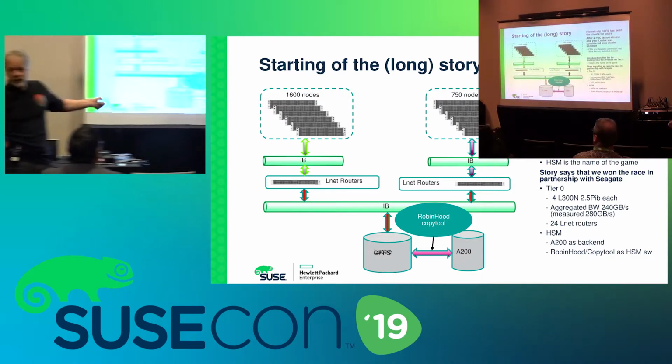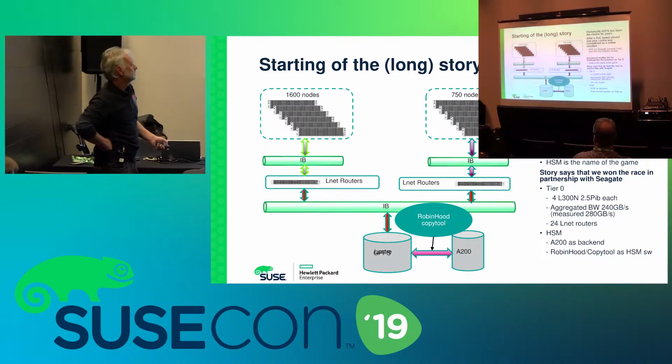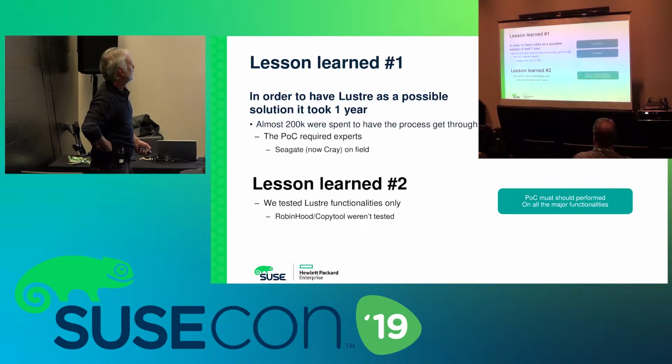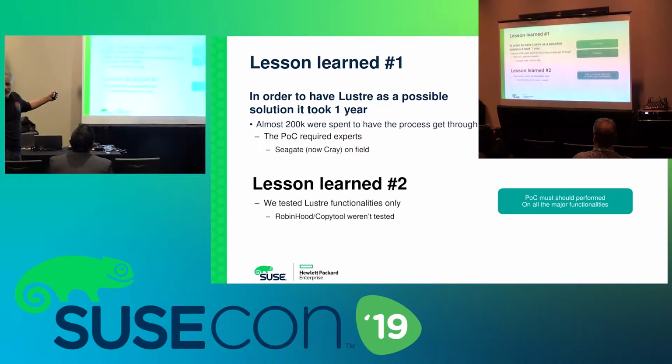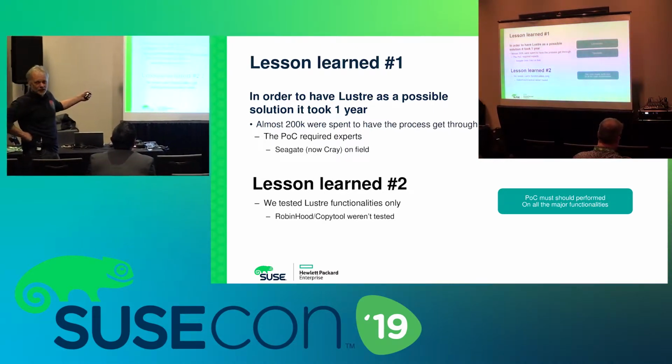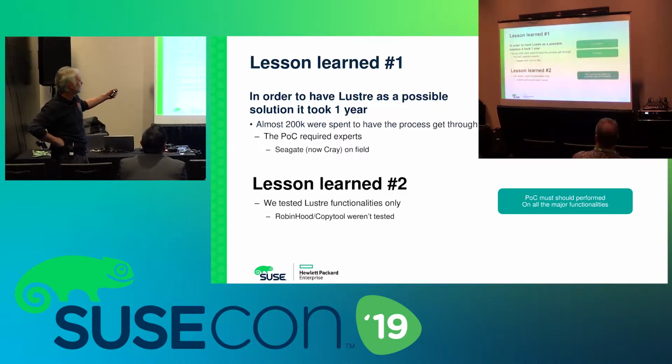HSM, in order to make the movement, Robinhood and copy tool. Okay? And, well, some lessons maybe can be learned. We didn't test. We made a long POC on Luster, but we never tested Robinhood and copy tool. You will see now in a moment.